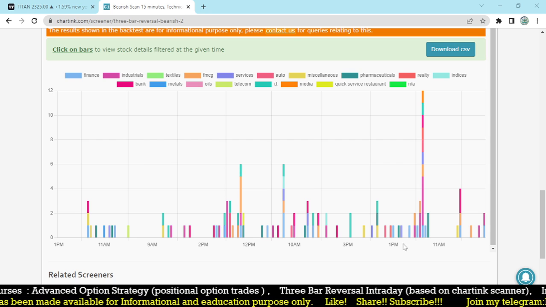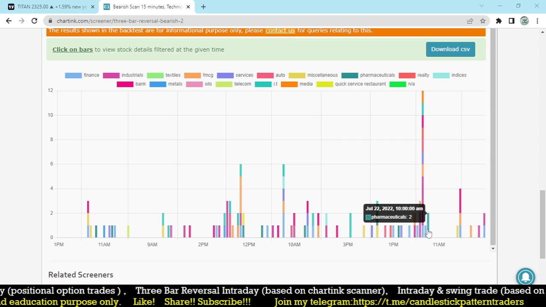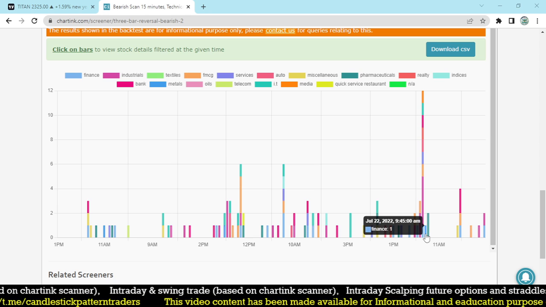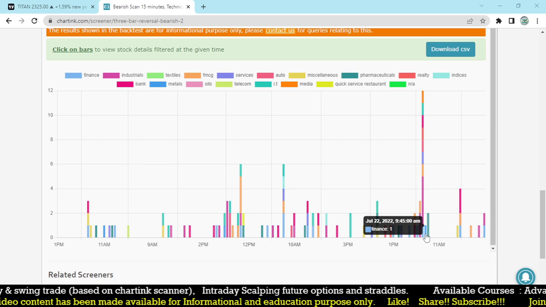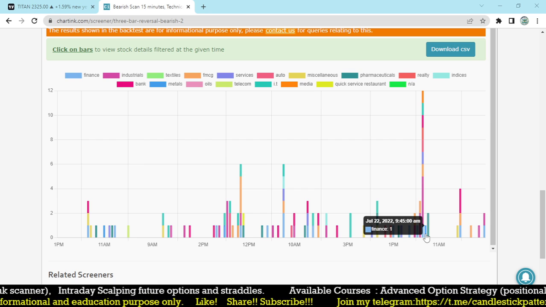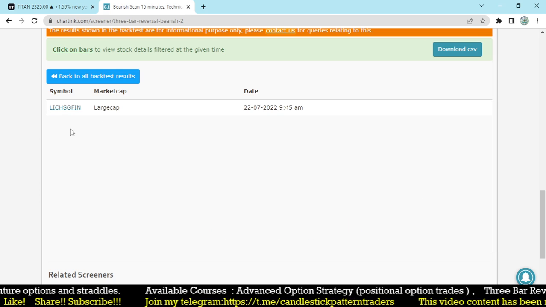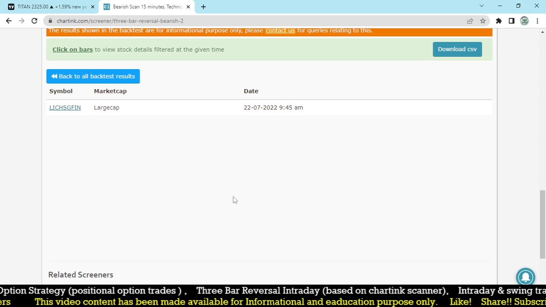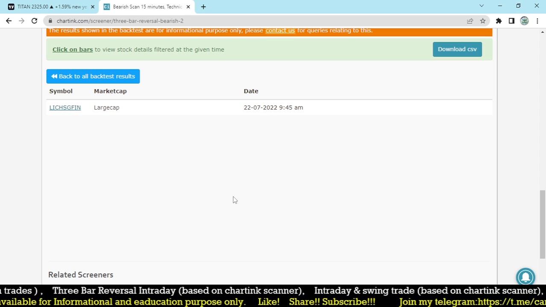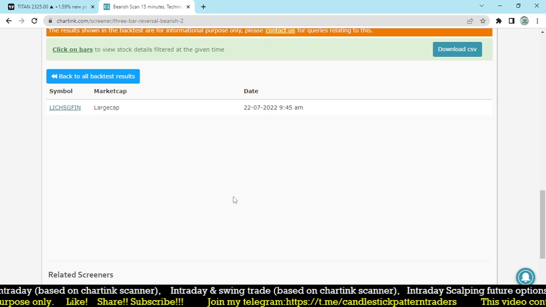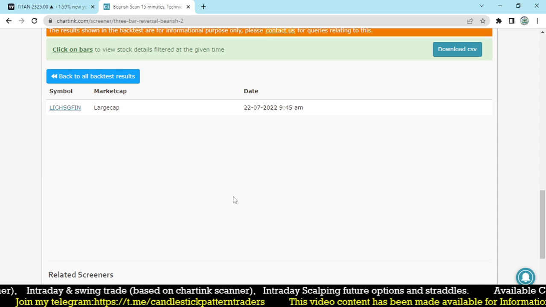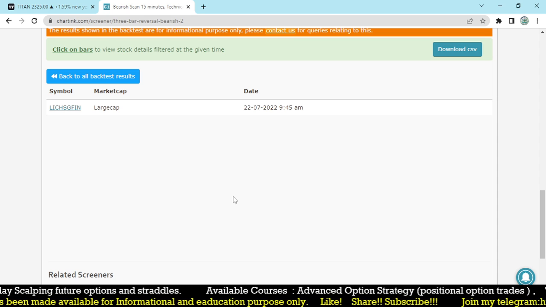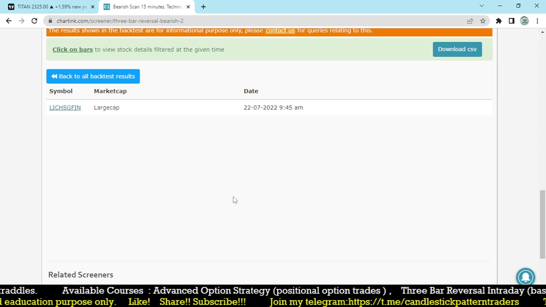Let's say yesterday on the 22nd, this happened at 10 a.m., and this one at 9:30. We are not discussing 9:15 or 9:30. 9:45 is the time frame where we are going to focus for the trade. If you are using this 3-bar reversal, you can start trading after 10 o'clock, because the first 3 candles should be closed with that pattern. That is the only valid signal.